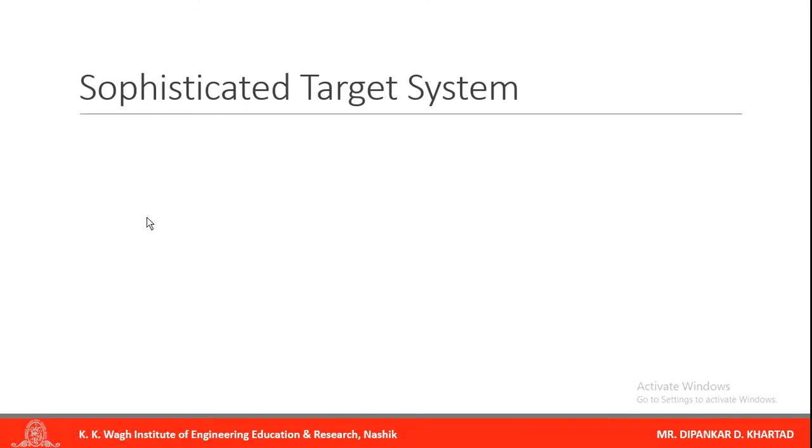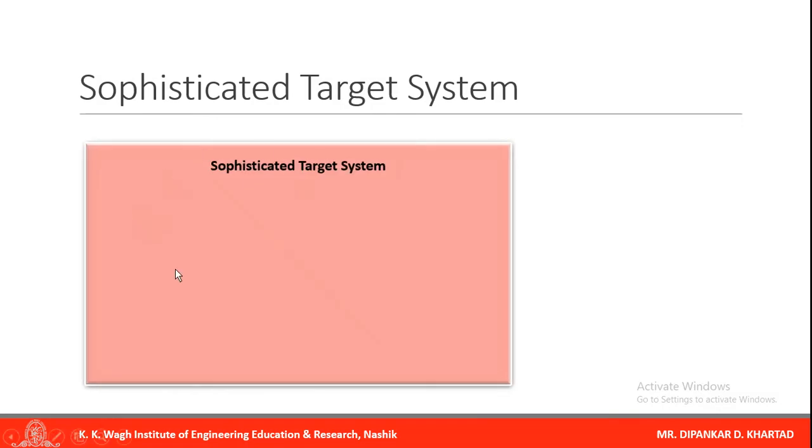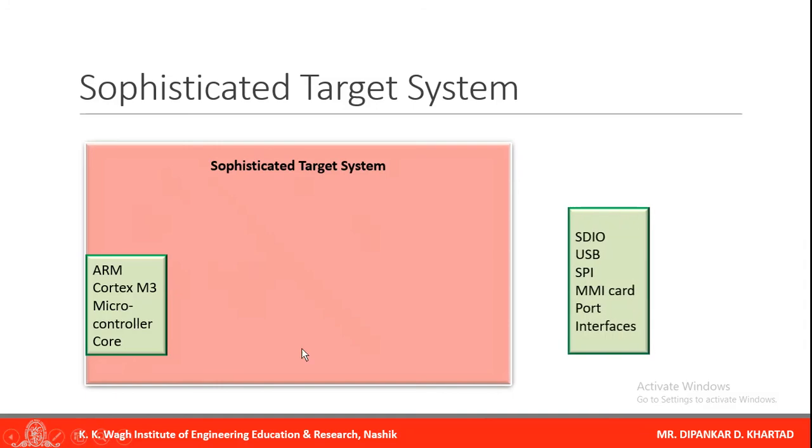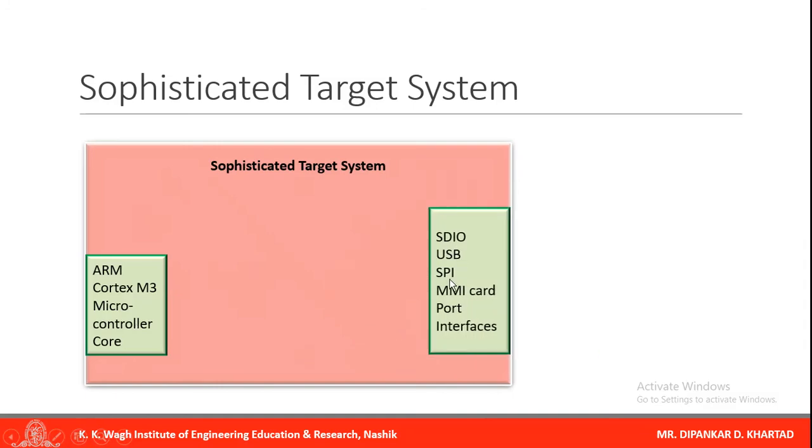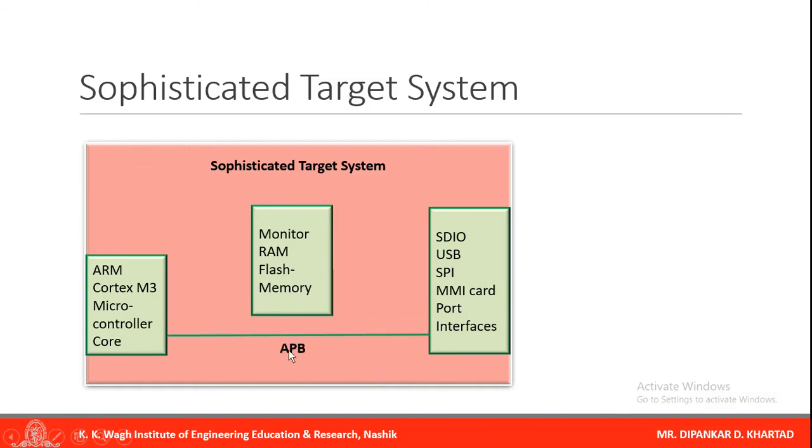Now let us look at the sophisticated target system. The sophisticated target system consists of a high-performance ARM Cortex-M3 microcontroller core. It will have SDIO, USB, SPI, MMC card, bus, port interfaces, and it will have monitor, RAM, flash memory, and these parts are connected with the advanced peripheral bus. So this is our sophisticated target system, and this target system will be programmed by one PC, the development host.